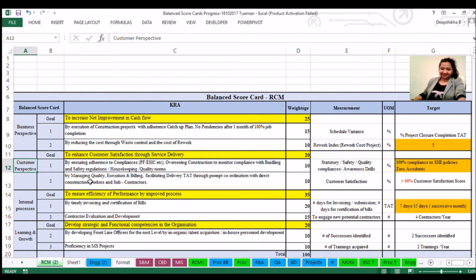The second customer perspective would be managing quality, execution and billing, and facilitating delivery TAT. All these things help in getting customer satisfaction, which is our measurement. We will gather this customer satisfaction through a customer satisfaction rating form, and I am saying the target over here is above 90% customer satisfaction score.